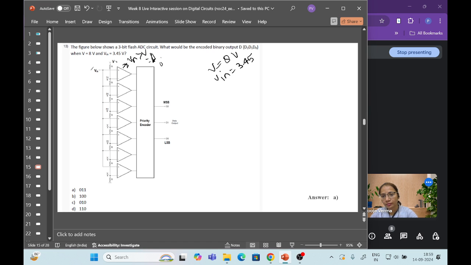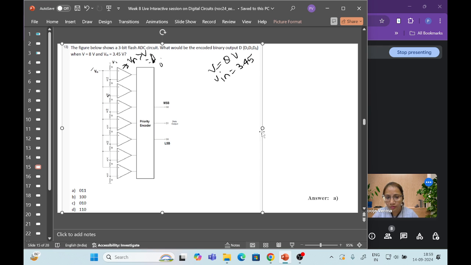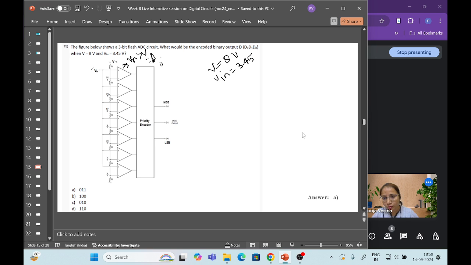Okay, so let's check what will be the corresponding inputs at those points in order to compare. Here V in is directly given to the positive input of the op-amp, right? This one is positive, this one is negative. Negative inputs are connected to the voltage divider circuit. So we need to find out what will be the exact input we are giving.